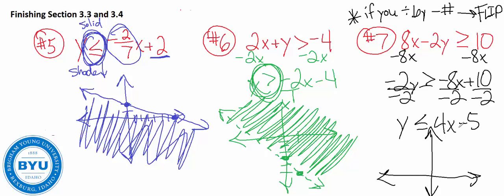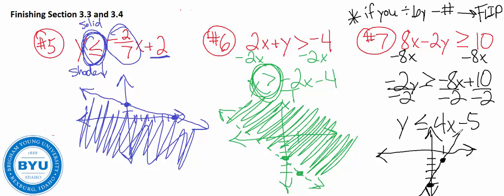My y-intercept is going to be at a negative 5. So 1, 2, 3, 4, 5. Here it is. And my slope is 4. That's 4 over 1. So I'm going to go up 4 over 1 to get to my next point. I'm going to make it solid because it is equal to, but it's less than. So that means I have to shade below the line. Shade below. There it is.